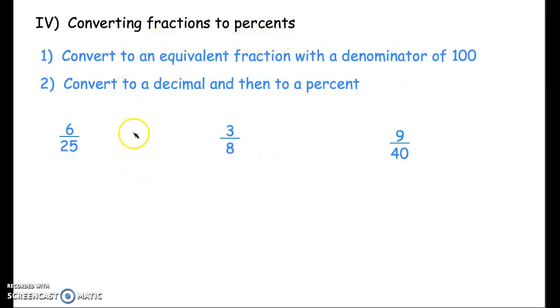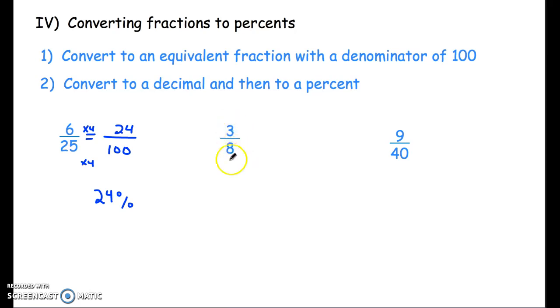Converting fractions to percents is a little bit different. 2 ways to do it. We can convert to the equivalent fraction with a denominator of 100, or we can convert it to a decimal and then a percent. I'm going to show you all these different ways right now. So this one here is easy because 25 goes into 100. How many times? Well, 25 times 4 is 100. 6 times 4 is 24. 24 over 100 is the same as 24%.